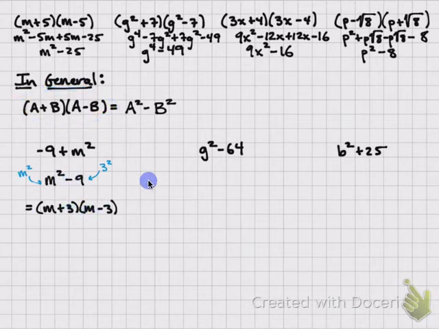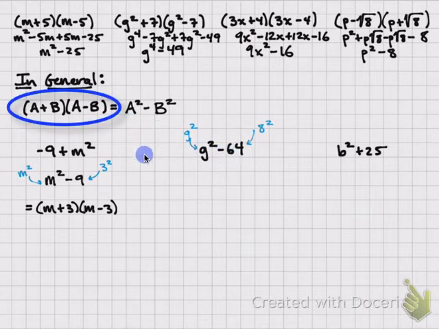All right, moving on. This polynomial is already in standard form. Phenomenal. Let's take a look at the two terms and see if they are perfect squares. So g squared, that's definitely a perfect square. That is the square of g. 64, that is also a perfect square. That is the square of 8. All right, it fits the form, so we can factor this as g plus 8 times g minus 8.